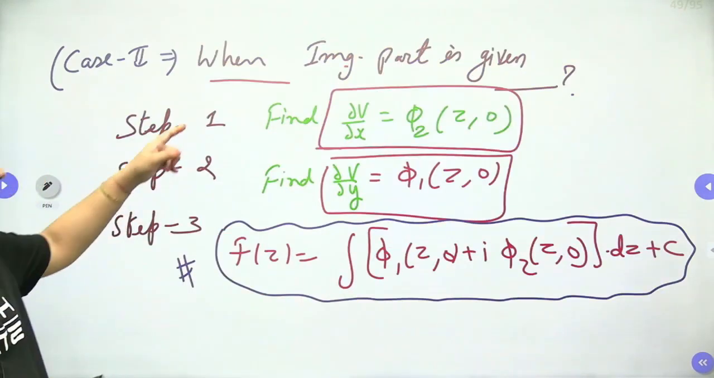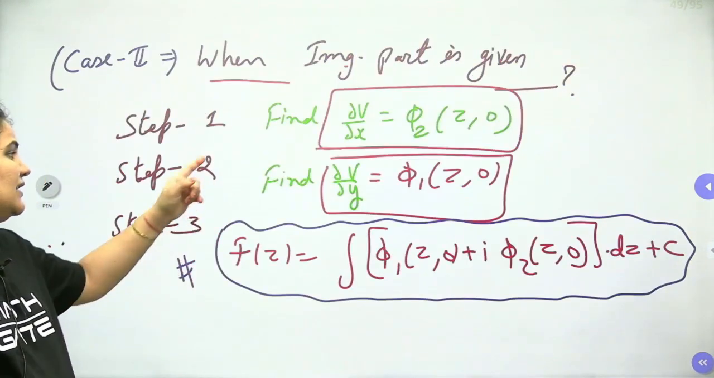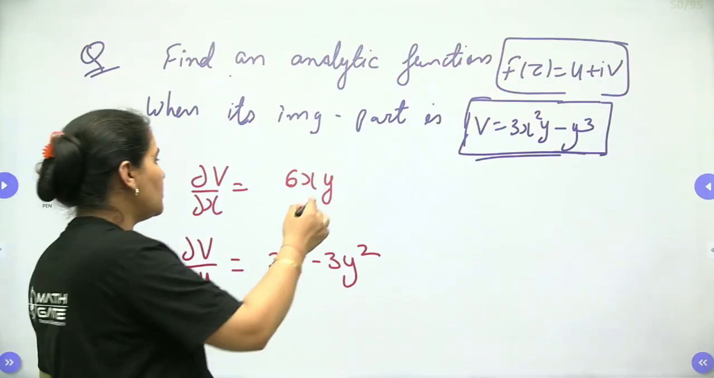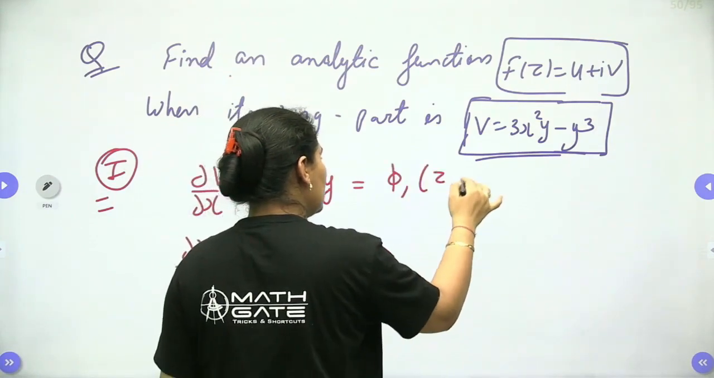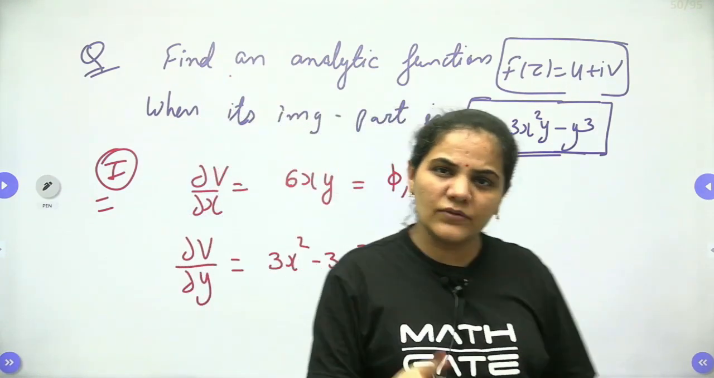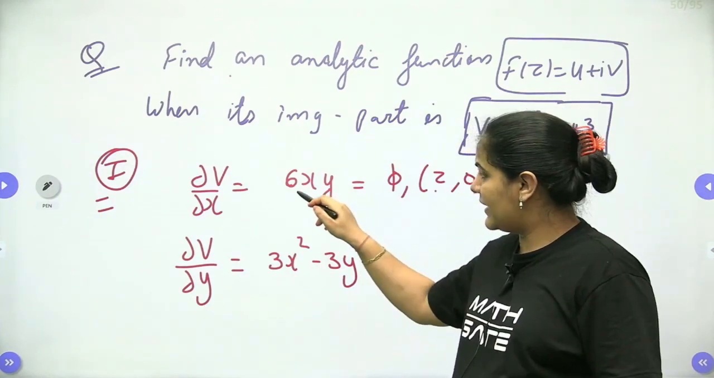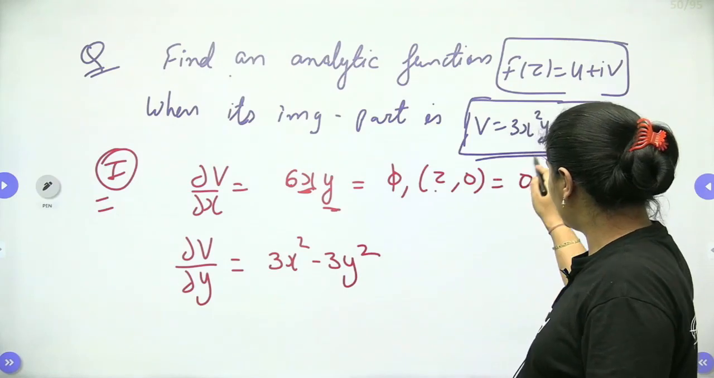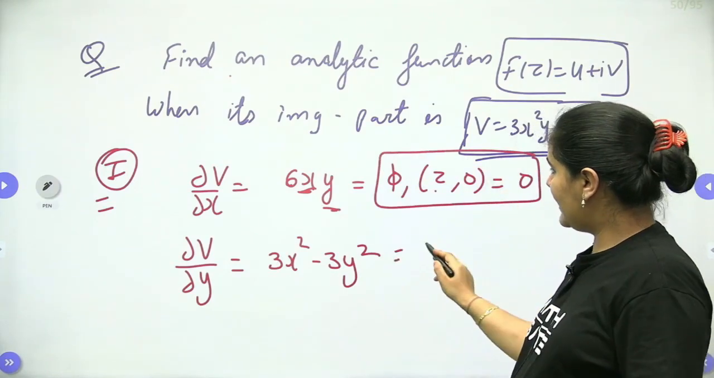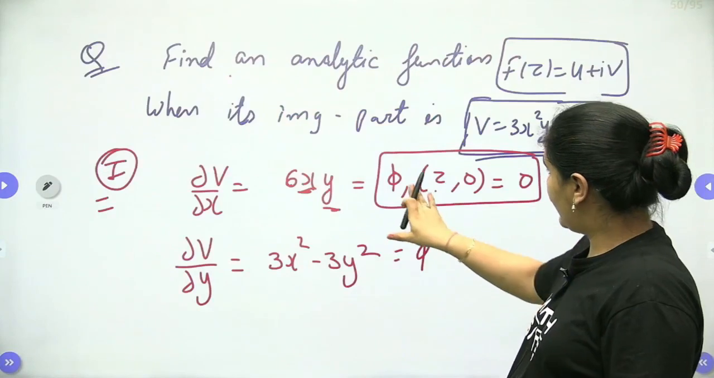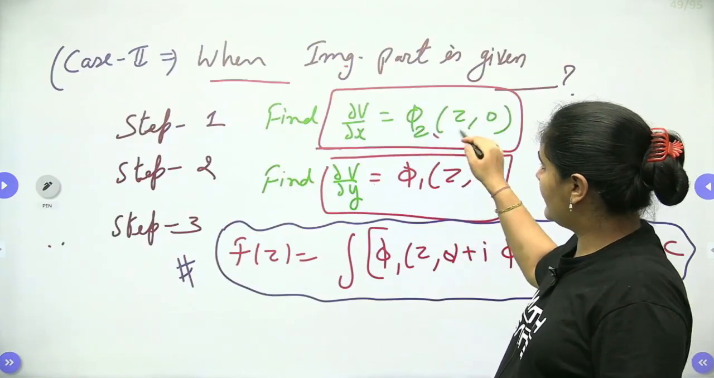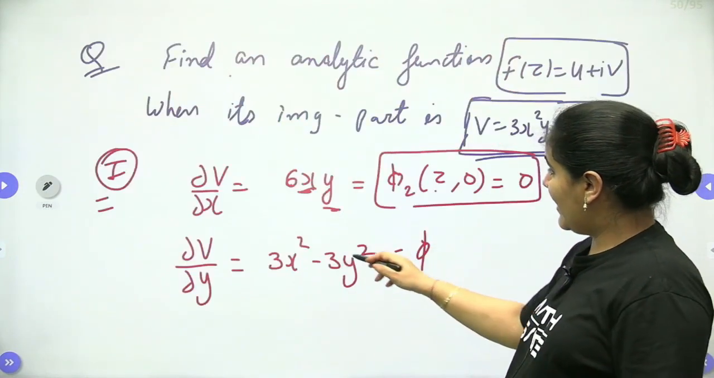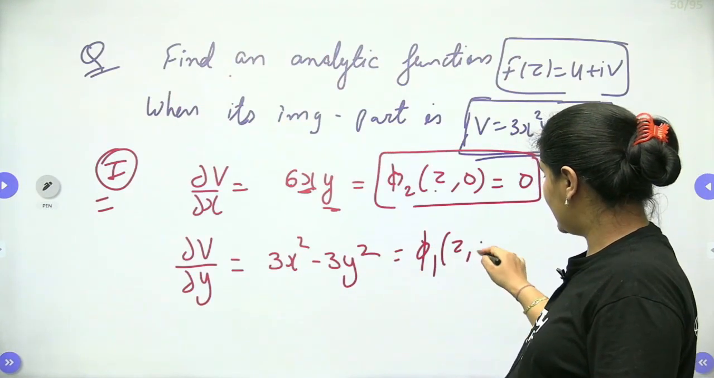The step number 1 was to find del v by del x, we found del v by del x. Step number 2 was to find del v by del y, we found del v by del y. We have to put it equal to phi 1 z0, right? It means phi 2 z0 will be 0 only. Why? Because in place of x you put z, in place of y you put 0, so hence it will be 0 only. Here we take del v by del x as phi 2, and del v by del y as phi 1, phi 1 z0.